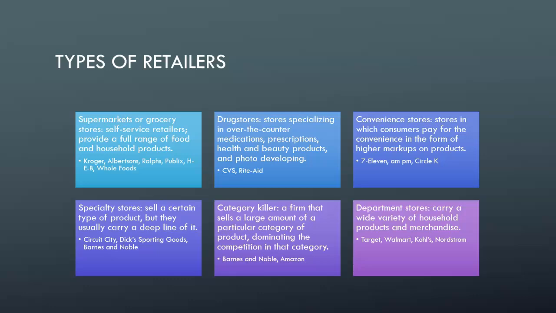Category killer is a firm that sells a large amount of a particular category of product, dominating the competition in that category. And we have, of course, Barnes and Noble took out a lot of the other bookstores. There used to be Borders and other types of bookstores, but Barnes and Noble was the giant that took them out. Amazon is a giant that can take all of these others, except for convenience stores. I think that would be hard for them, unless they set up like an Amazon Fresh convenience store, maybe too soon to come.